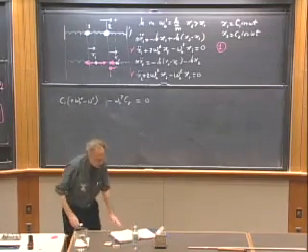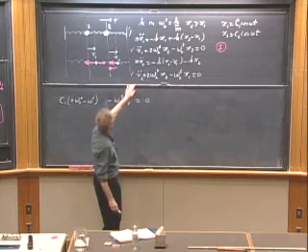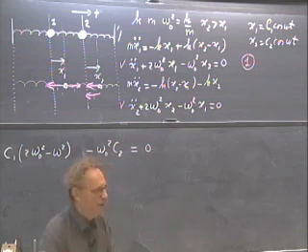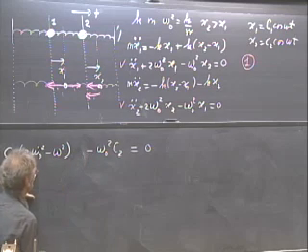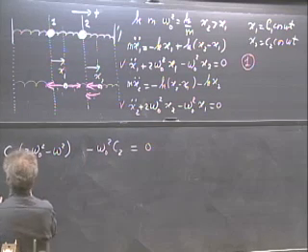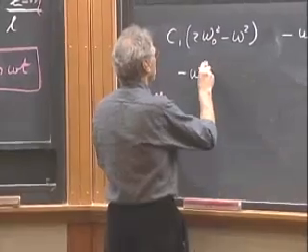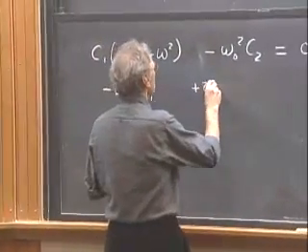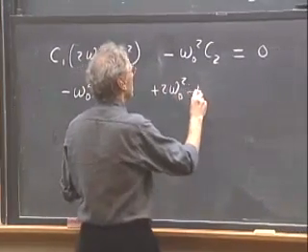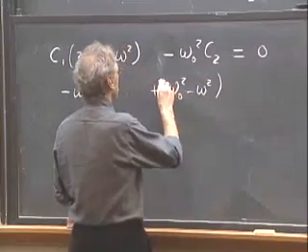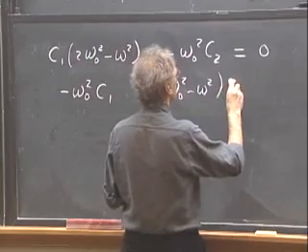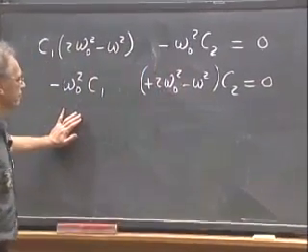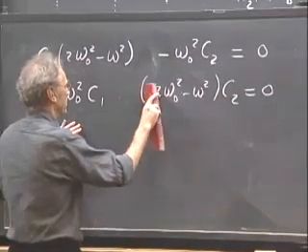And then I go to my second differential equation, which is this one. But I'm going to rearrange the c1s and the c2s. So I'm going to put the c1s here. So I'm going to get minus omega 0 squared times c1. And here I'm going to get plus 2 omega 0 squared minus omega squared times c2. And that equals 0. So I can leave this plus out.